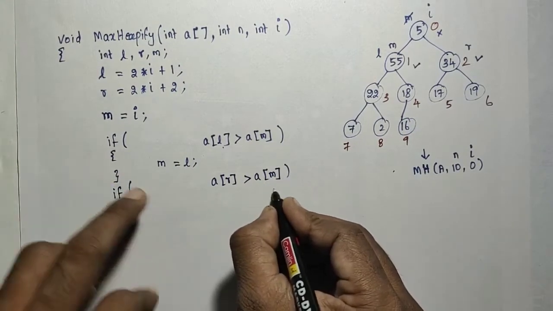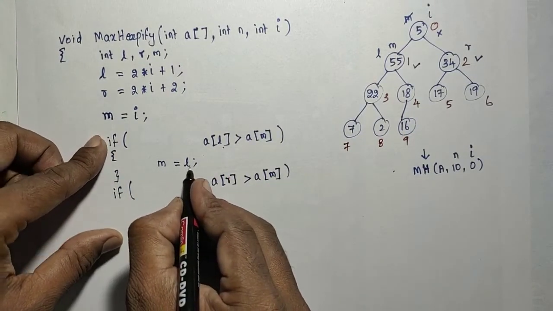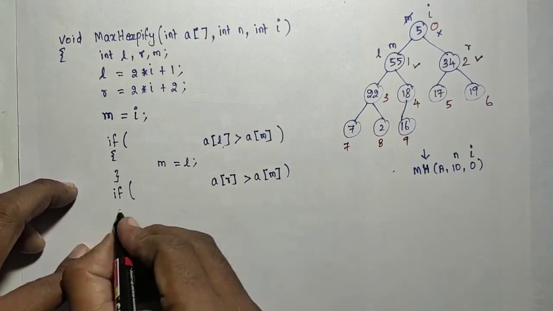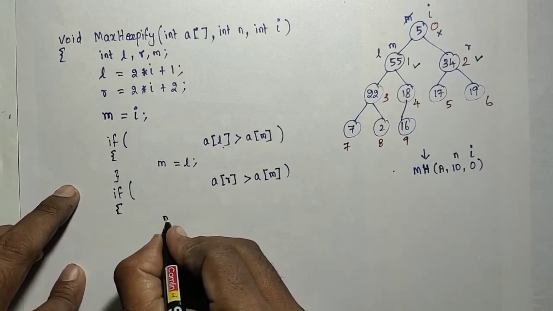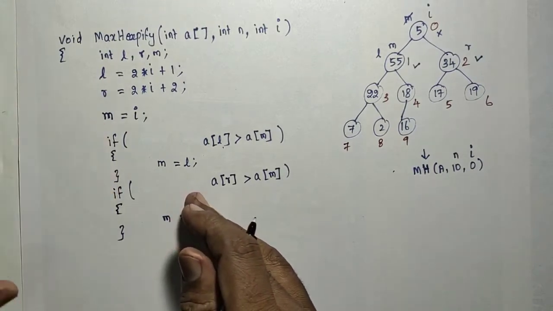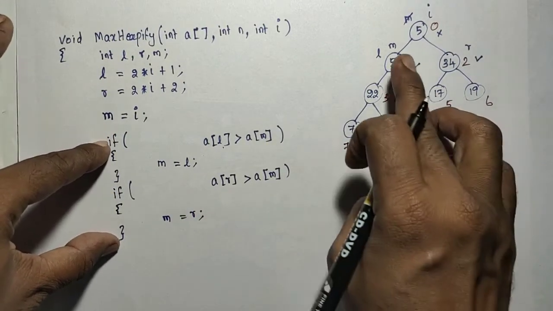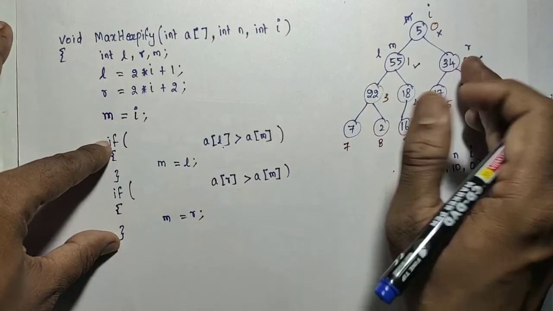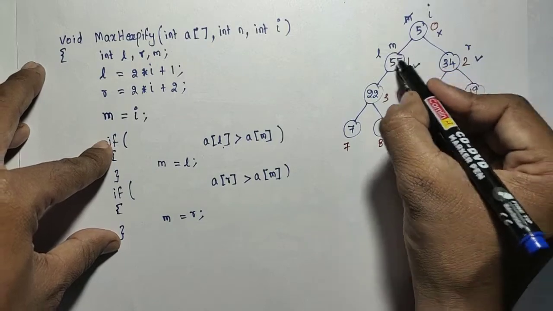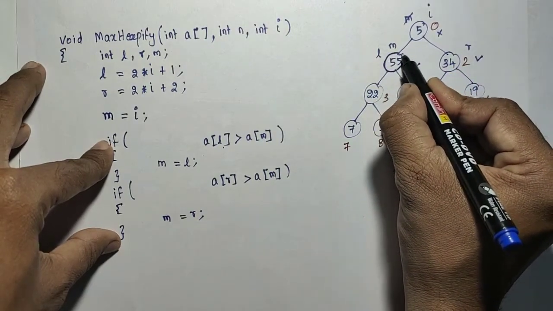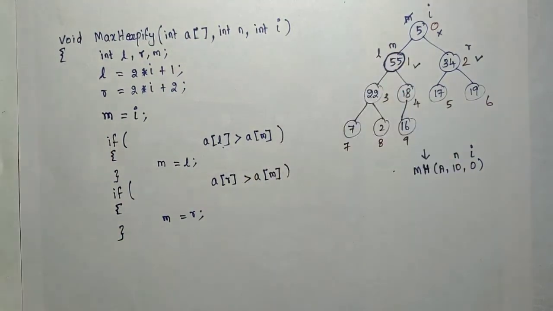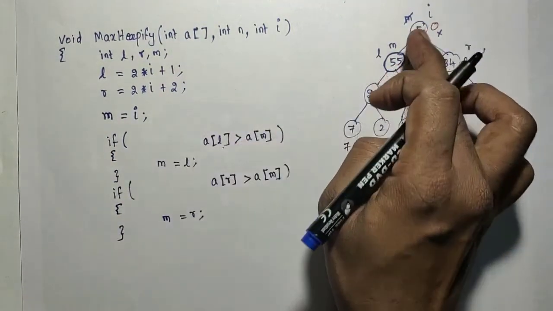Okay, if A of R is greater than the current maximum, I need to change M equal to R. These two statements are just to find the maximum between M and R. Here, 55 and 34, so 55 is the maximum. Finally, 55 will be marked as the maximum, that is M. So this code is just to find the maximum between the three.